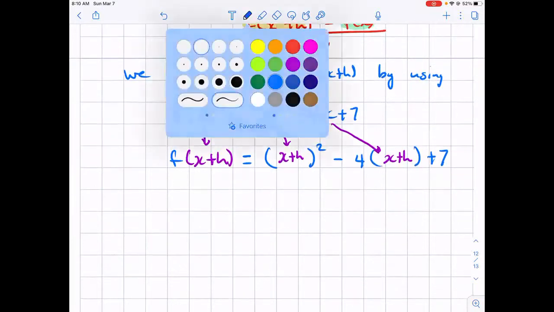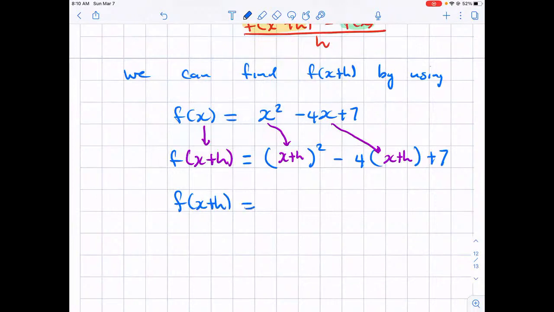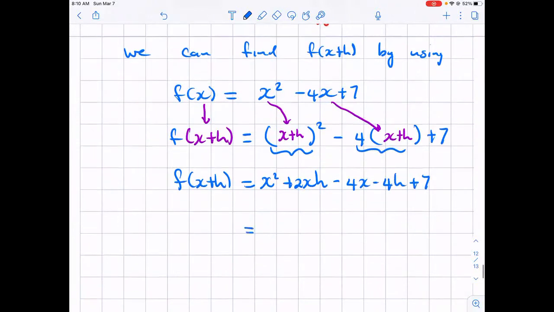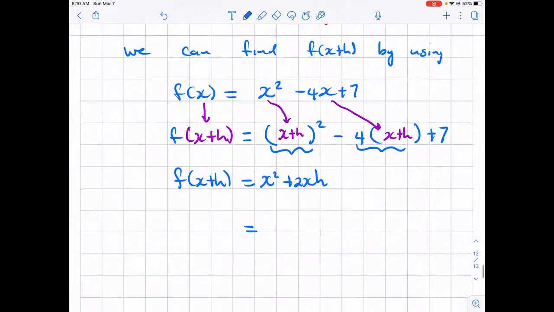And then we simplify it. So f of x plus h will be equal to, if you simplify this, x plus h times x plus h, which gives x squared plus 2xh plus h squared, minus 4x minus 4h plus 7. There are no like terms to simplify.